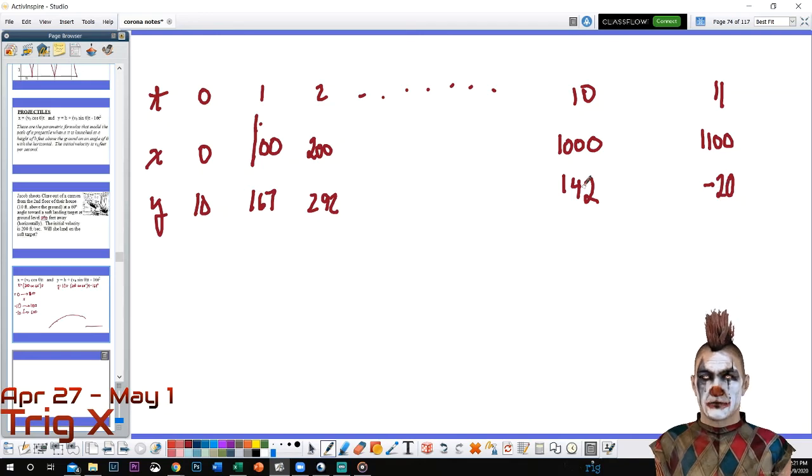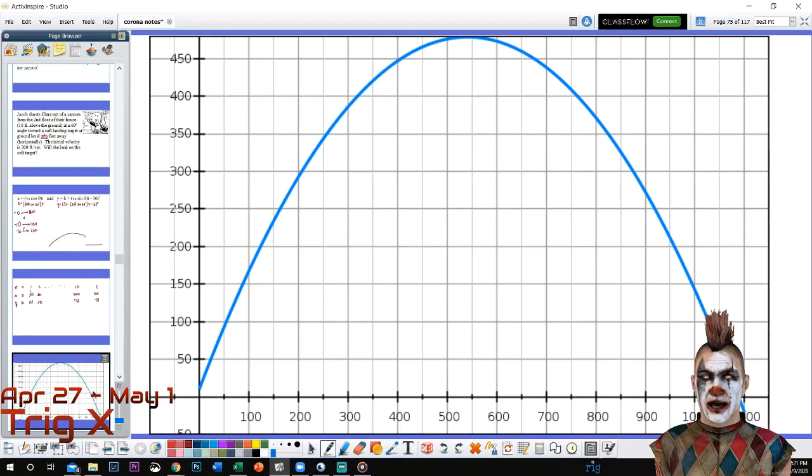Alright, so I know that she's hit the ground somewhere between 10 seconds and 11 seconds. It's going to be closer to 11. If you did graph this, your graph should look like this. You could very simply find this point by doing some intersection work on your graph.